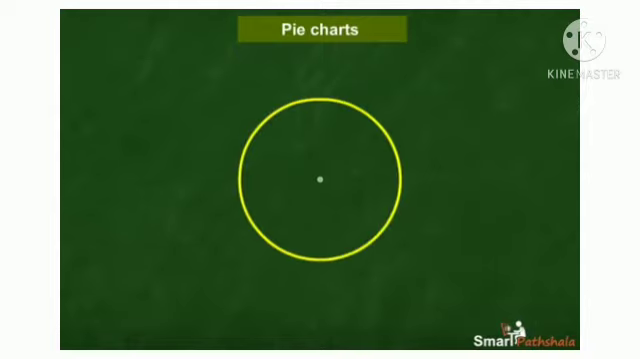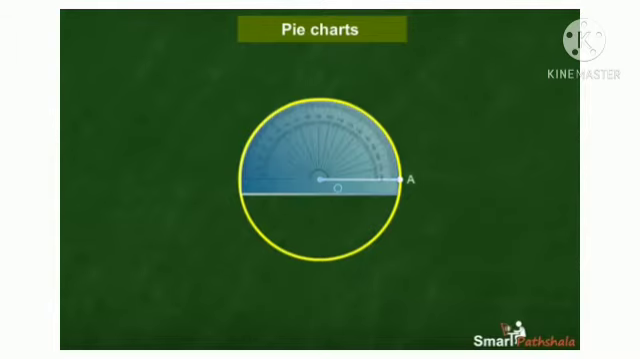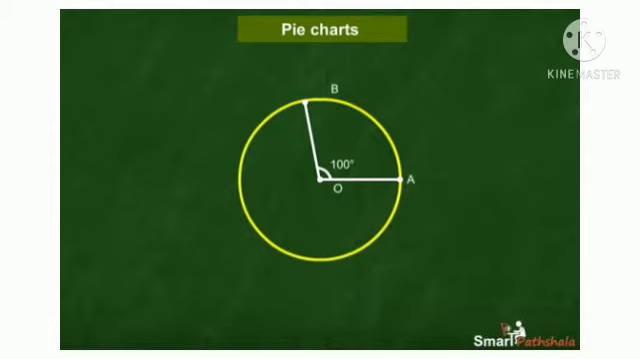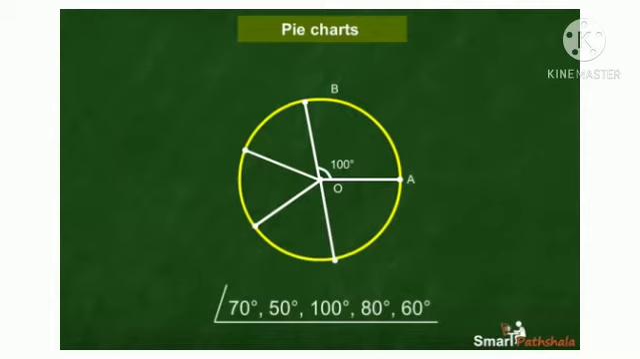Steps to draw a pie chart. 1. Draw a circle with any convenient radius. Mark its center O and radius OA. 2. The angle of the sector for mathematics is 100 degrees. Use the protractor to draw angle AOB is equal to 100 degrees. 3. Continue marking the remaining angles.